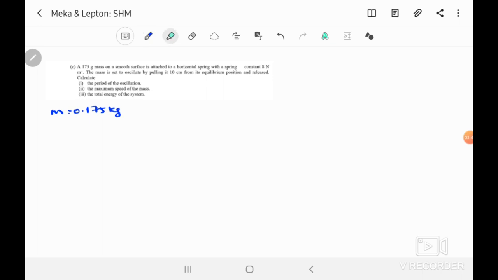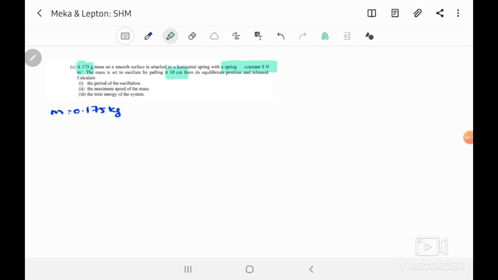Lagi mass 0.175 kg. Spring constant 8 N/m. And oscillate by pulling it 10 cm from the equilibrium position. So dia bagi A dia and release. Okay, so 10 cm from the equilibrium position and release. So tengok tengok dekat situ.